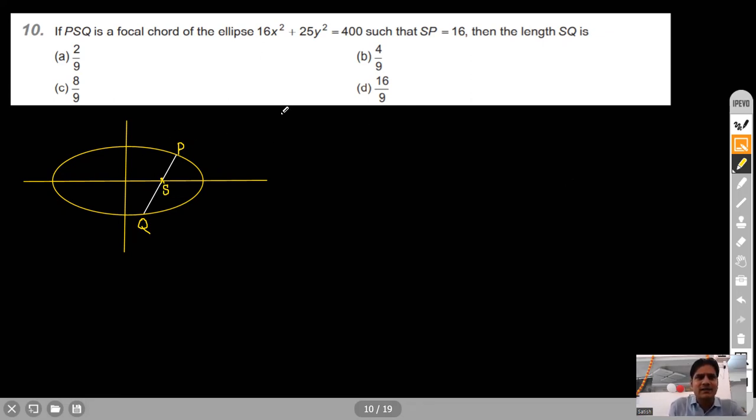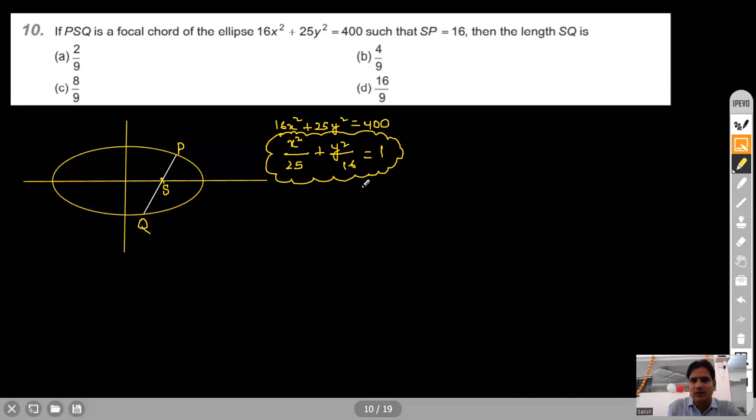Now let's try to rewrite this ellipse in our standard form. So basically we have 16x square plus 25y square is equal to 400. Dividing both sides by 400, what I will get is x square upon 25 plus y square upon 16 is equal to 1. So basically the given ellipse is nothing but this ellipse, where a square is equal to 25. I hope all these things are clear to everyone. So b square for this ellipse will be equal to 16. I have written it; we will use it whenever required in the question.